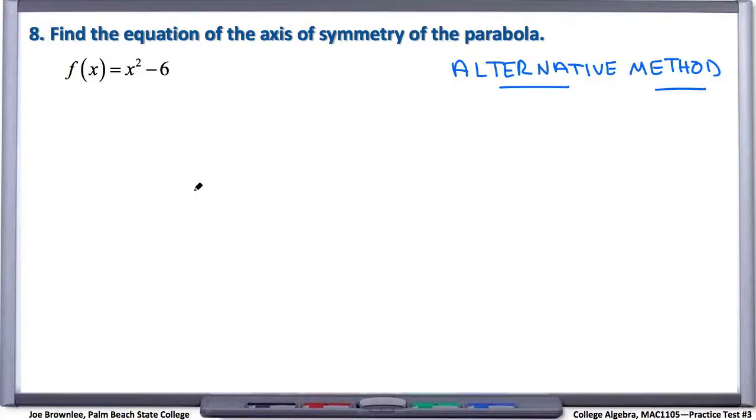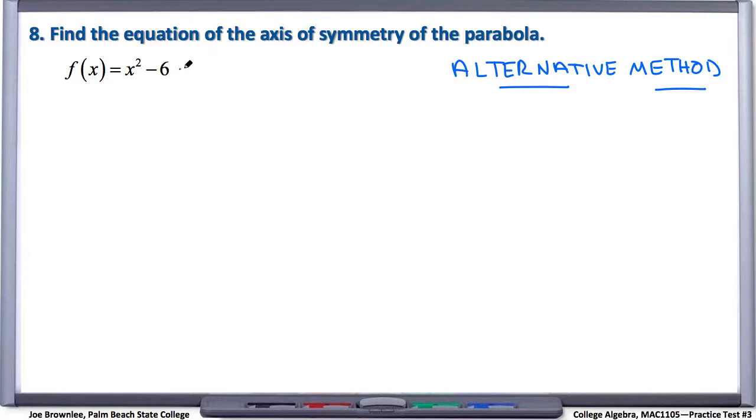So we're going to take a look here at number 8 again. We're finding the equation of the axis of symmetry of the parabola f of x equals x squared minus 6, except this time, this alternative method, instead of looking at our given equation as being in standard form, let's go ahead and rewrite it in vertex form.